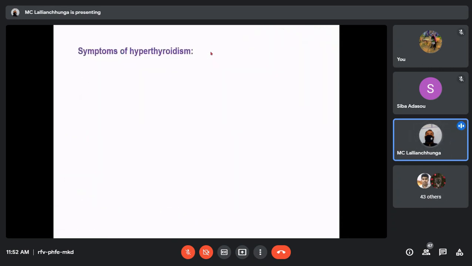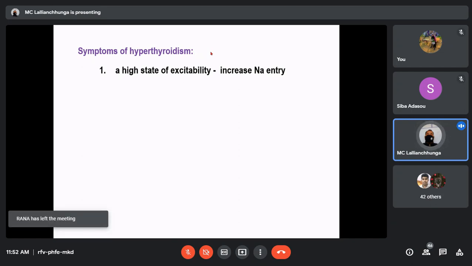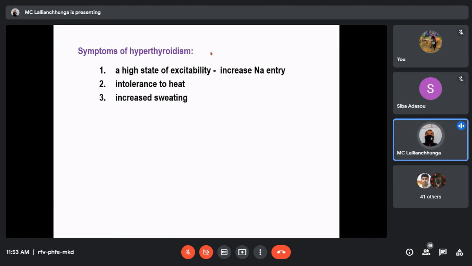So what are the symptoms of hyperthyroidism? Number one, a high state of excitability, nervousness. Number two, intolerance to heat. You know that when there is increased T3 and T4, the metabolic rate will be increased. As I told you, your body will become hotter. Heat production will be increased, so because of that you will not be tolerant to heat. Increased sweating. It is clear that the rate of metabolism is increased, body temperature increases, and sweating will be increased.